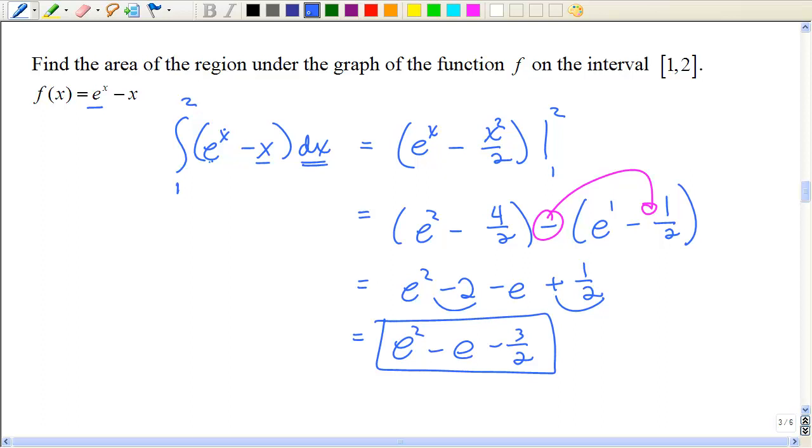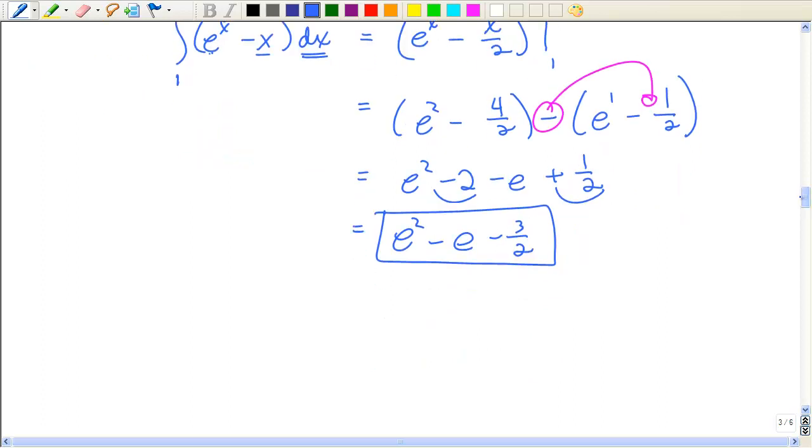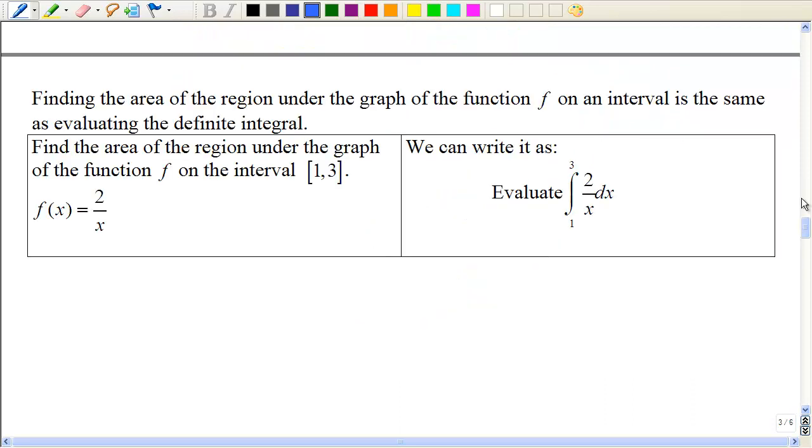We could leave it like that, or you could go to your calculator and get a decimal approximation. This is approximately 3.17. All right, so now your homework's going to switch.